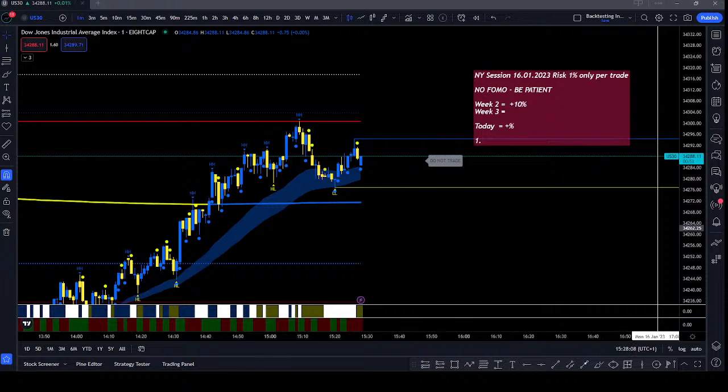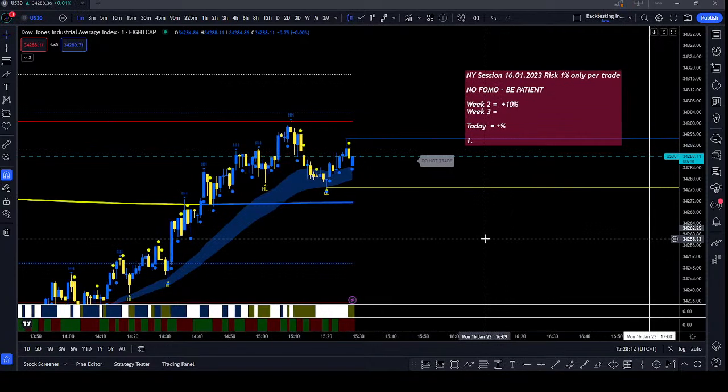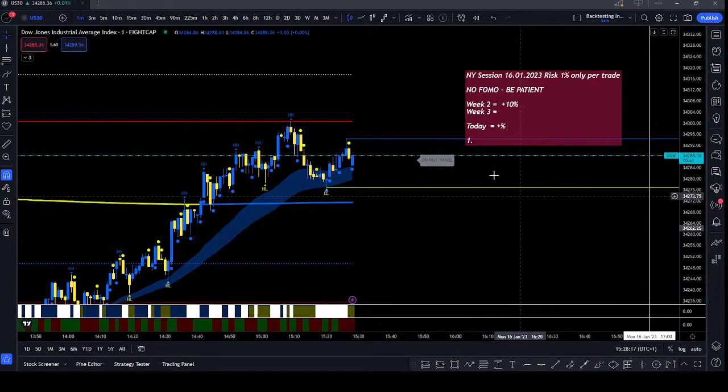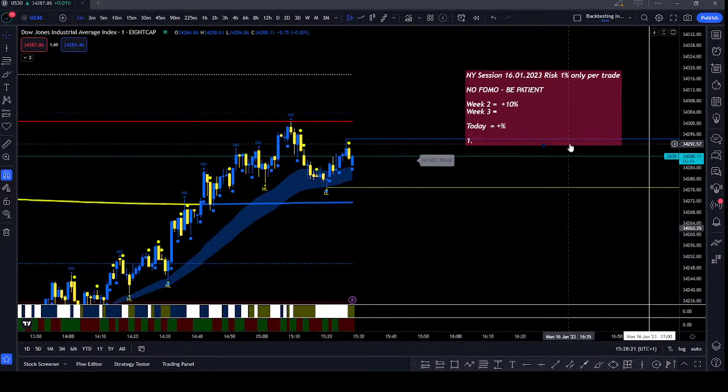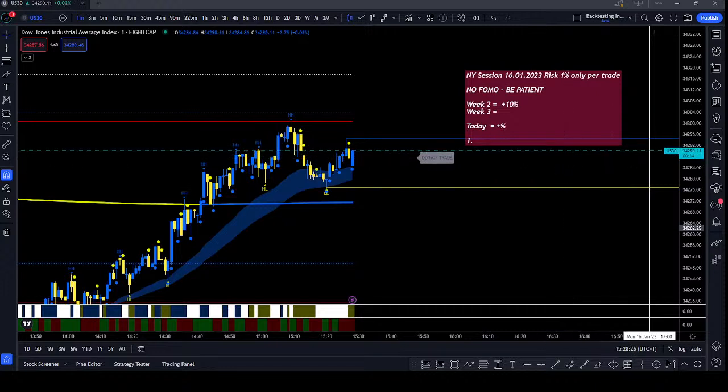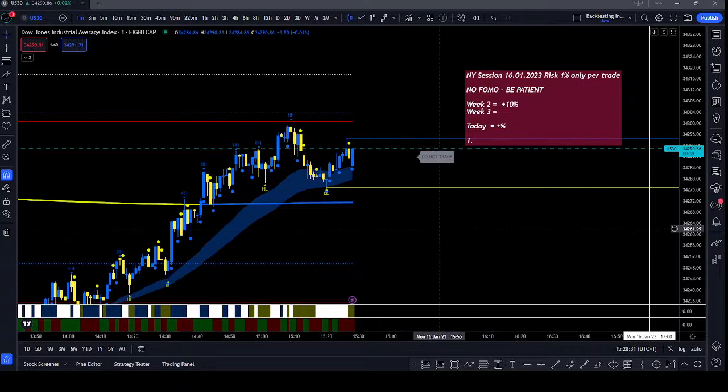Today is 16th January 2023. You can see the chart over here. We have made plus 10% for the last week, and that was the first official week for me this year that I started to trade. And we are waiting for the market to open. It's 1.5 minutes left, about 80 seconds. So we are gonna watch what is gonna happen.